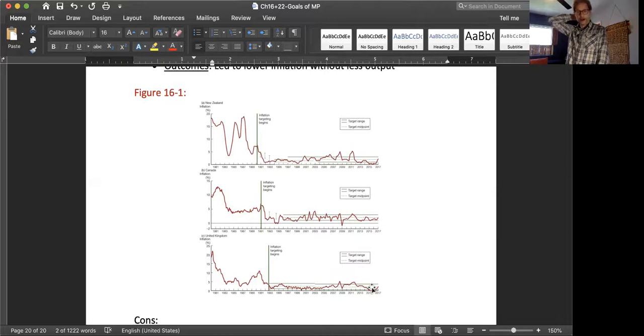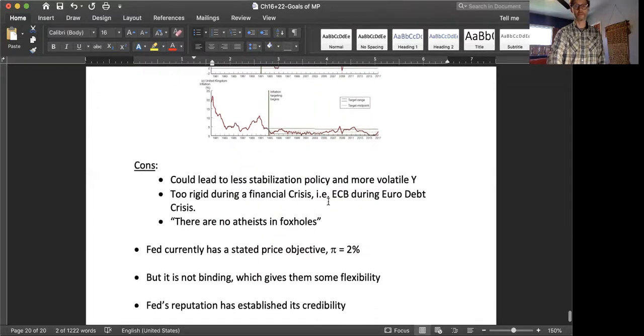Of course, what's the argument against having an inflation rule? The argument against it is what's happening just this moment. What happens when there's a crisis, right? An inflation rule is just too rigid. It doesn't give policymakers enough flexibility to respond to emergencies. During 2008, the Fed was able to respond a lot more to that crisis than the European Central Bank was. And the same is happening right now.